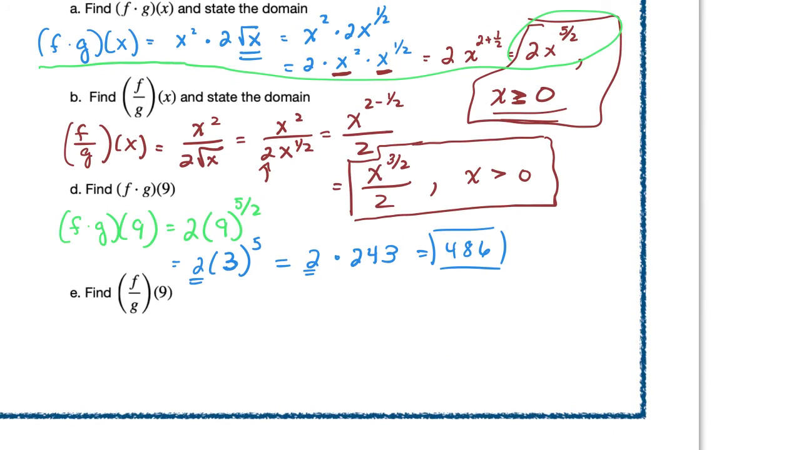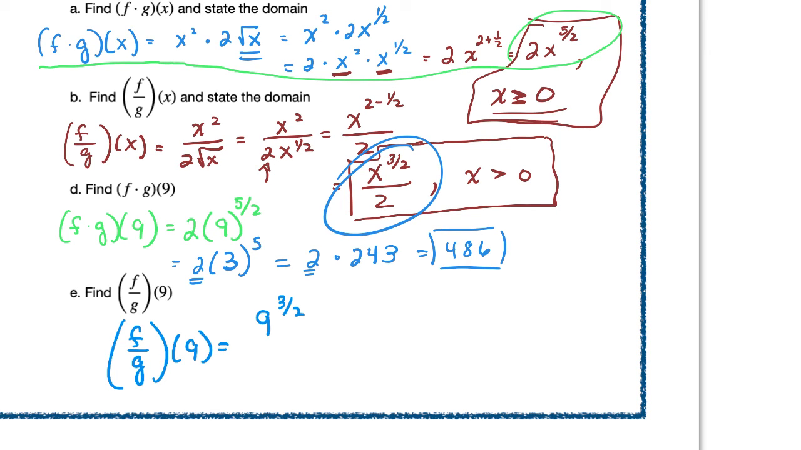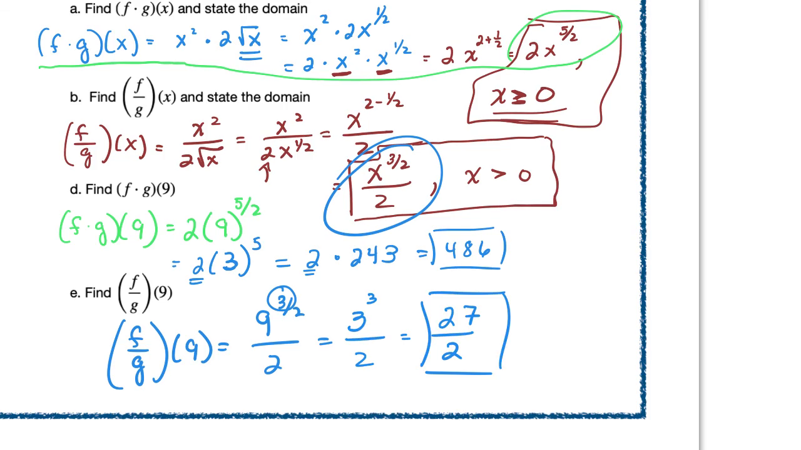And then lastly, f over g of 9. We're going to go to function f over g, which is right there. It is x to the 3 halves, so it's 9 to the 3 halves all over 2. This 2 in the denominator of the exponent means square root the 9. So square root of 9 is 3. I still have to cube it because of this 3 right there, all over 2. And 3 cubed is 27, divided by 2.